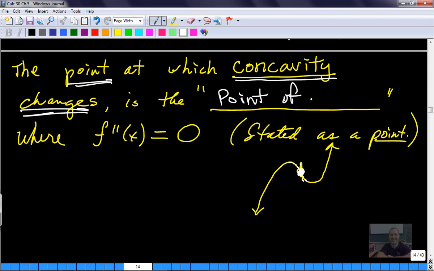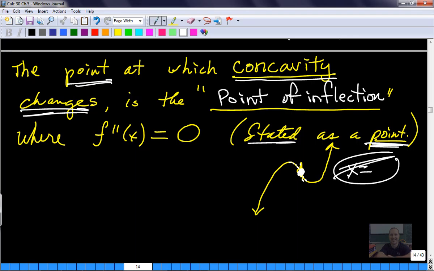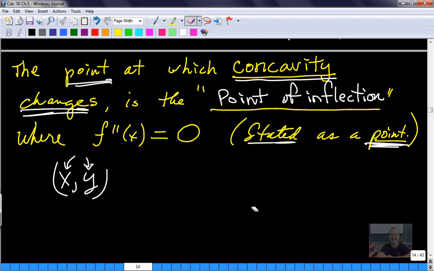You may have this in your notes already from before. And it always is stated as a point too. It's not really stated as, hey, x equals some value, that's it. No. It's stated as a point. So what that means is that you're going to have to state it as an xy coordinate on the function. So you're going to find x pretty easy, but you have to solve for y. You have to plug that x into the original equation, solve for y to get the 2 coordinates for the point. Okay? So it's stated as a point. Questions?